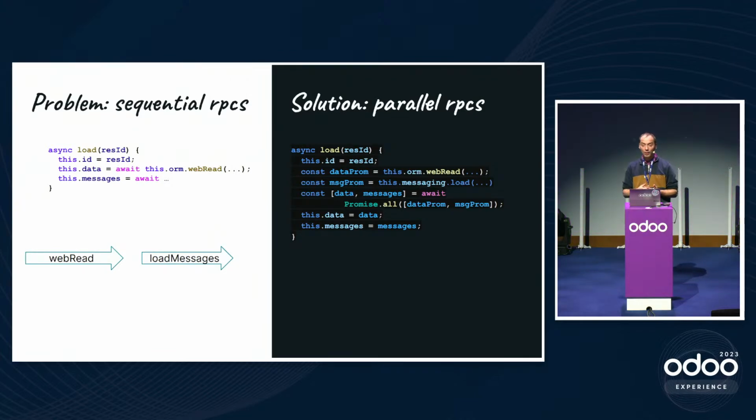First, the loading code is sequential. If you look at that, we load the data and the messages. Fine, that's easy to solve. We can load those data in parallel. That's what the slide, the black part, is doing. We use promise.all. We send those two requests, and then we wait for them to be completed. Nice.